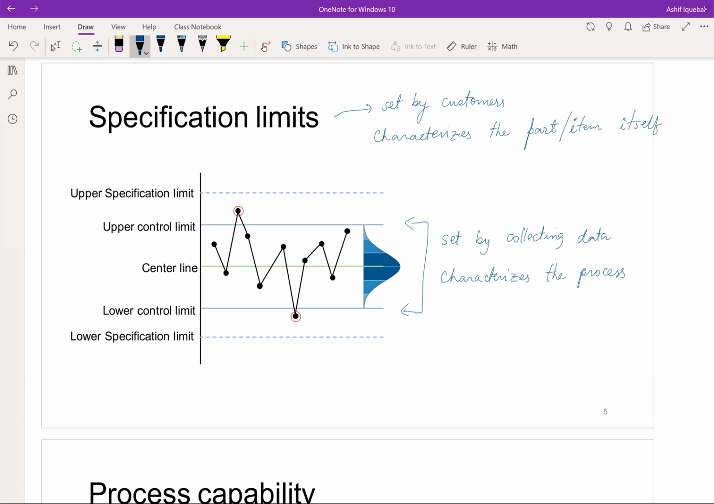What I mean by that is, even if a point falls outside the control limit, for example this one, that part can still be acceptable to the company because this point is inside the specification limit. So as long as a point lies inside the specification limit, that is acceptable. But if a point falls outside the specification limit, let's say the next point, then this one is not acceptable.